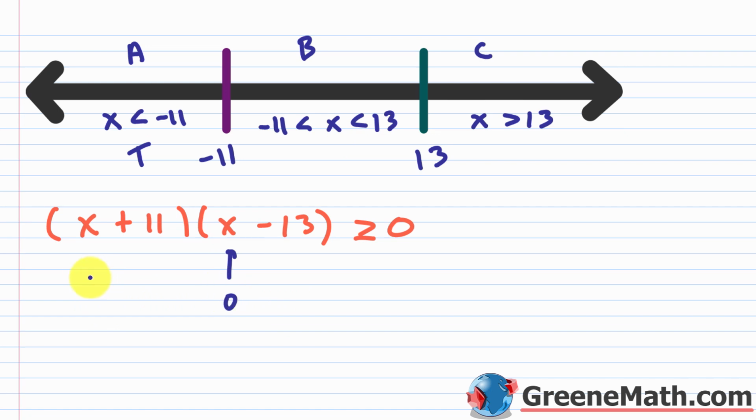Let's get rid of this, and let's go to the next region, which includes 0. So let's use that there. And there. Here you would have 11, which is positive, times negative 13, which is negative. Positive times negative is negative, and a negative is never greater than 0. So this one is false.